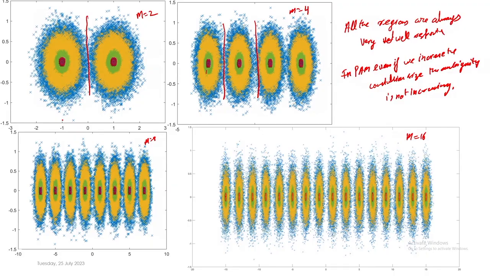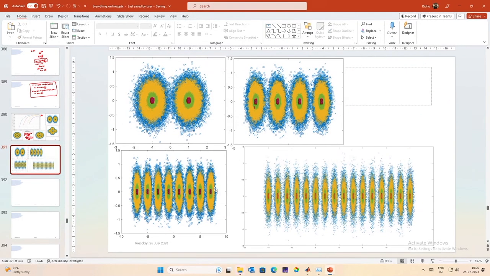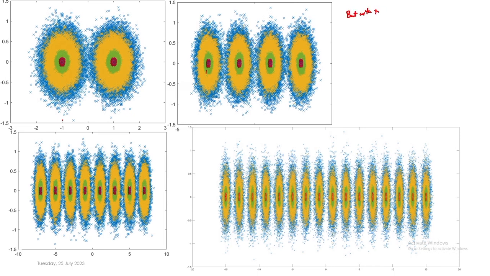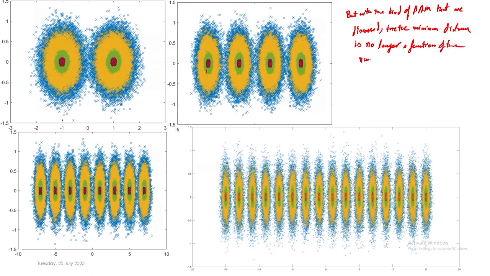Whereas in case of PAM, the kind of PAM that we discussed, the minimum distance is no longer a function of the number of points in the constellation, and hence the probability of error performance is almost constant. We have seen that as well.